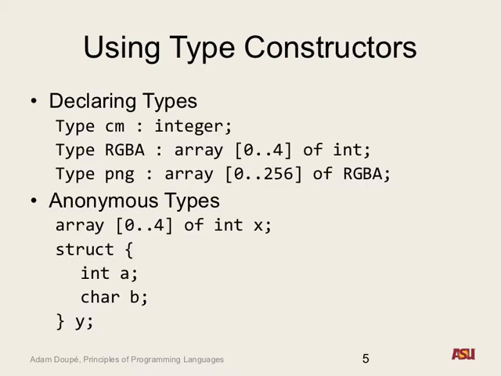Okay, so we need some way to actually use these type constructors. And so very similar to project 4, we're going to use kind of these ways to do type constructors. So we're going to declare types. We're going to declare that this new type, cm for centimeter, is an integer. We can define RGBA as an array from 0 to 4 of integers. So what's RGBA?